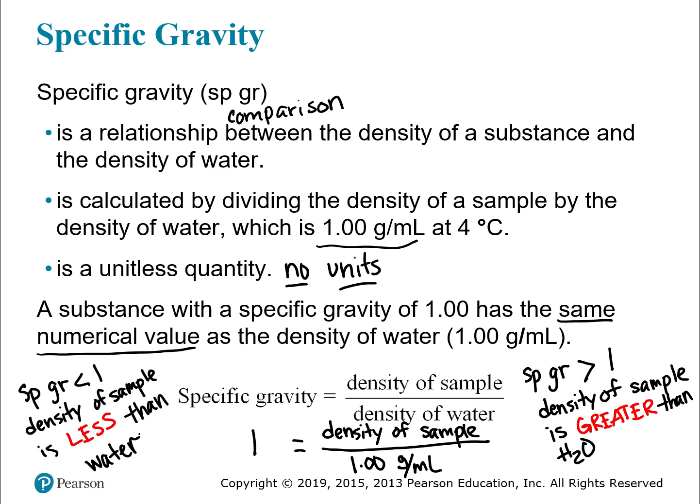So remember that concept as well. If I tell you what the specific gravity is for a substance, you should be able to tell me whether or not the density of that substance is going to be greater or less than 1, just based on what its specific gravity is.